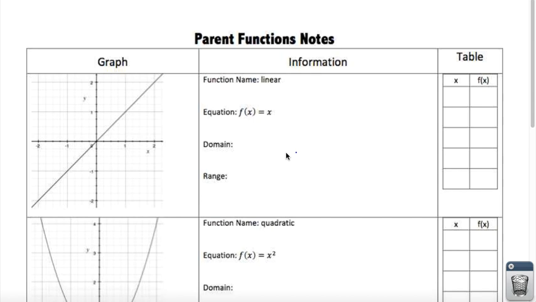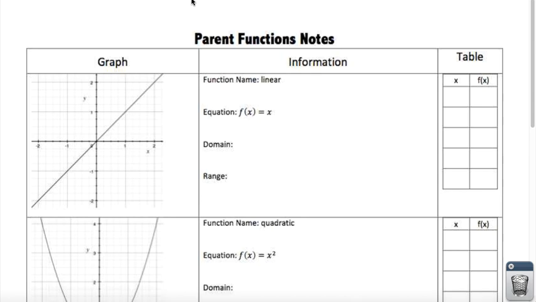These notes cover some of the basic functions we'll be covering in Algebra 2 over the course of the year. We call them parent functions because they're going to be the simplest version of these functions. First up is the parent linear function. The parent linear function is just f(x) = x.